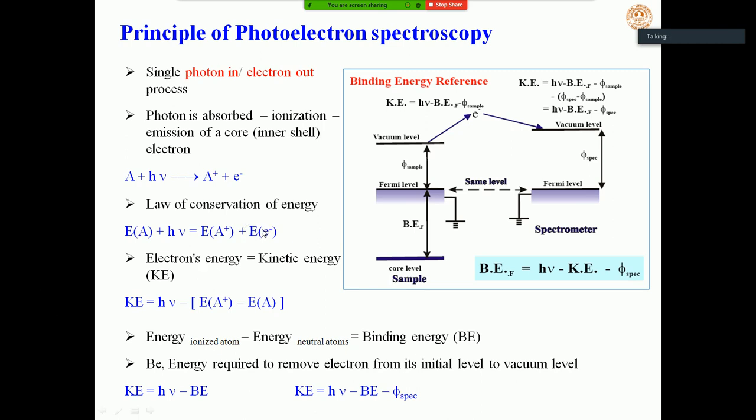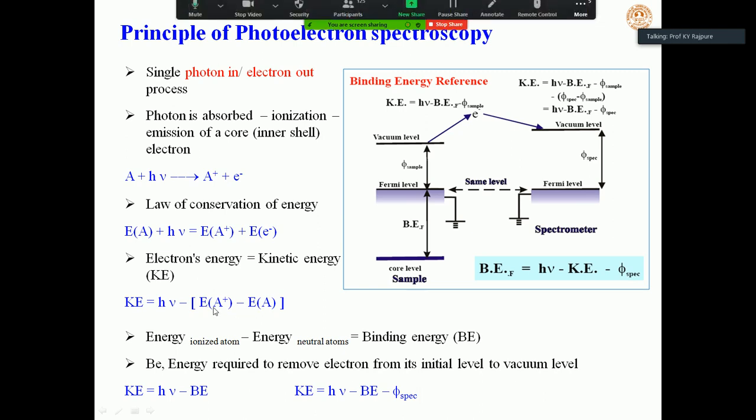So let me write this equation for the kinetic energy of the electron. Kinetic energy is equal to E of A plus the photon energy minus E of A plus. Let me rearrange this equation: kinetic energy is equal to h nu minus the binding energy, because the energy difference between the energy of the ion and the atom is the binding energy. That much energy is needed to take out the electron from the atom, and therefore that is the binding energy. So we have a simple relation: kinetic energy is equal to the photon energy of the incoming X-rays minus the binding energy.